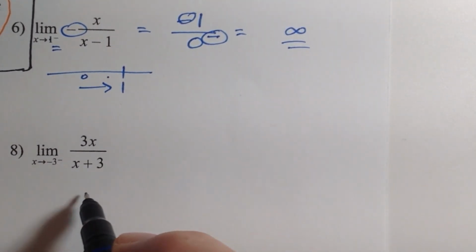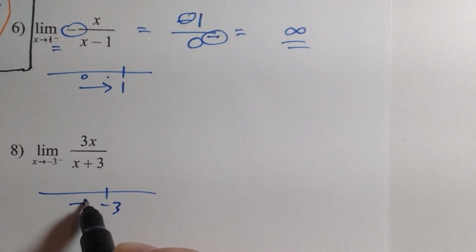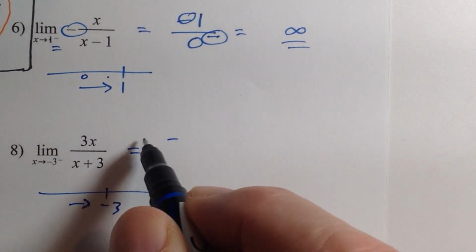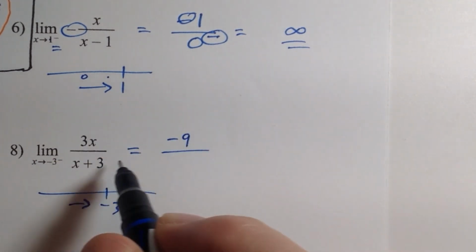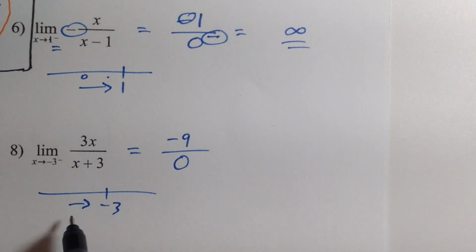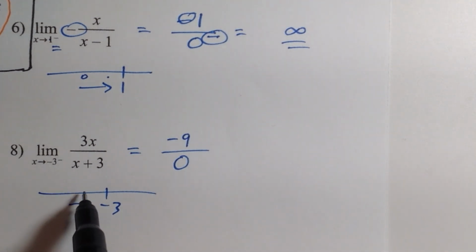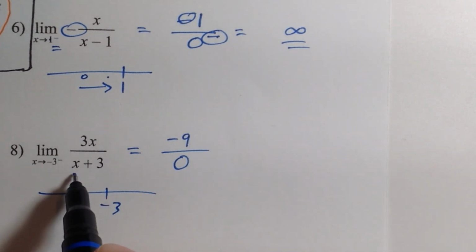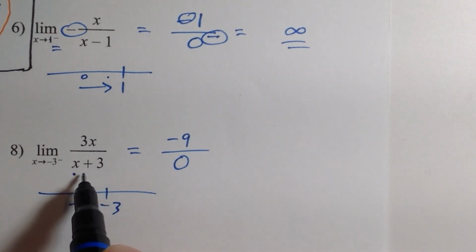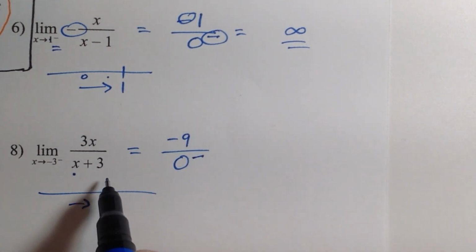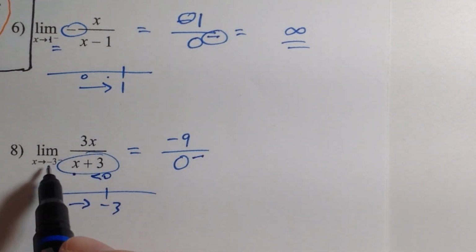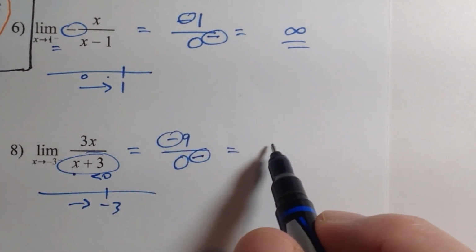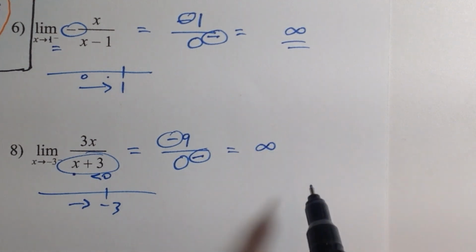Number 8, we're approaching -3 from the left. Replace x with -3, and we get -3 times 3 is -9. -3 plus 3 is 0. -3 from the left is -3.1, -3.01. Adding 3 to that, you're going to get a negative number. So this whole thing is going to be negative as x approaches -3 from the left. So we have a negative divided by a negative, constant over 0, we get infinity.